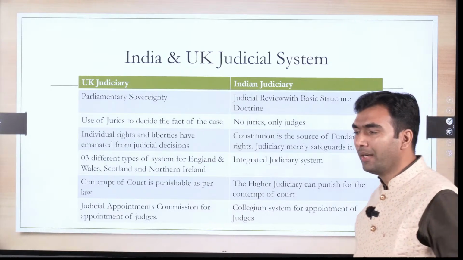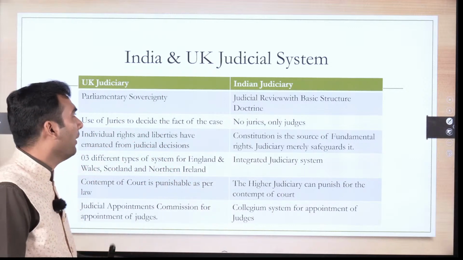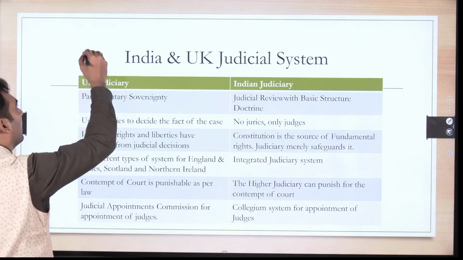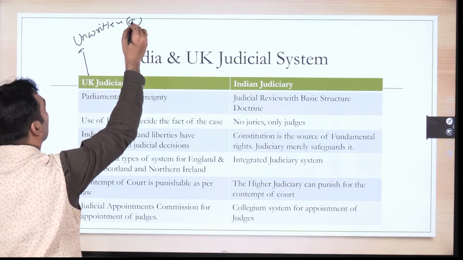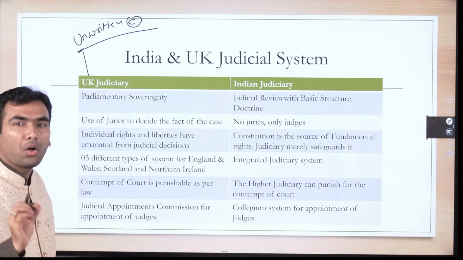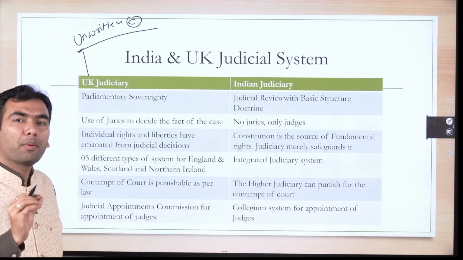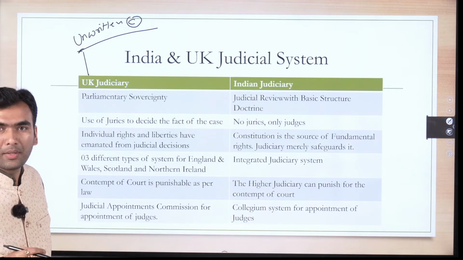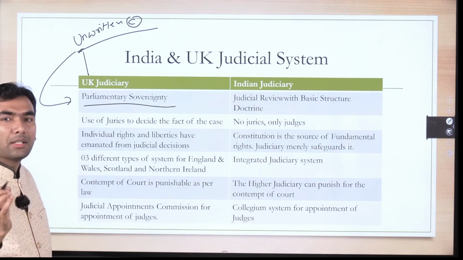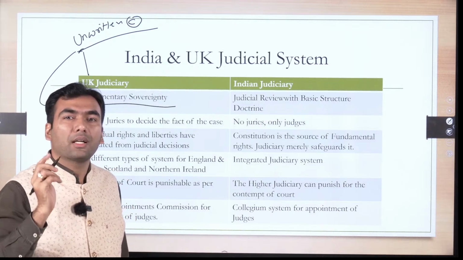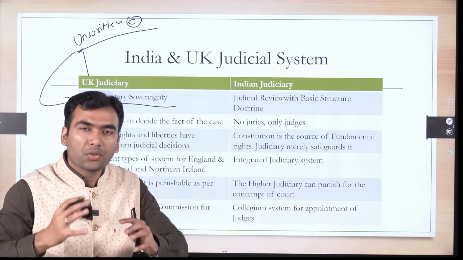In the United Kingdom, as we have studied, they do not have a written constitution, they have an unwritten constitution. In an unwritten constitution, there is no difference between a normal law made by parliament and a constitution. All the laws made by parliament are part of the constitution. So there is parliamentary sovereignty. We have seen that judicial review comes from the fact that we have a written constitution. Since the written constitution is there, the constitution is supreme.